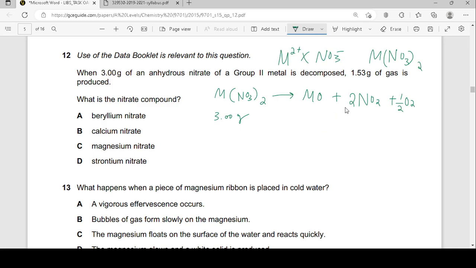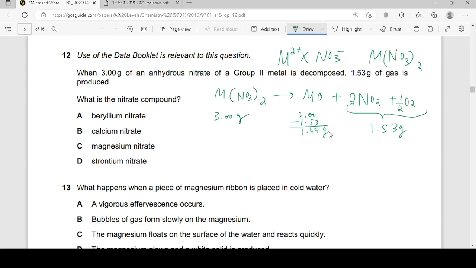1.53 grams of gas. So the total gas I get is 1.53 grams. So what does that imply? How much of the metal oxide do I get? That must be 3.00 minus 1.53. Which is what it is, 0.5 liters. Or you can, if you go to mental math, that's great.